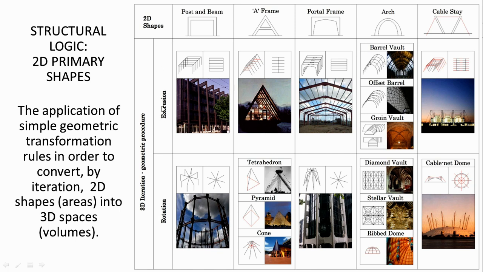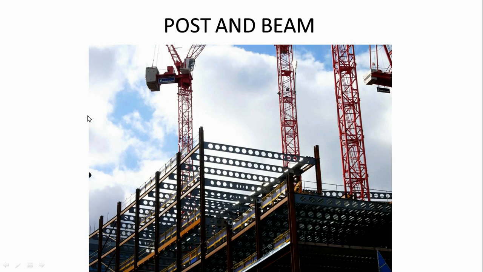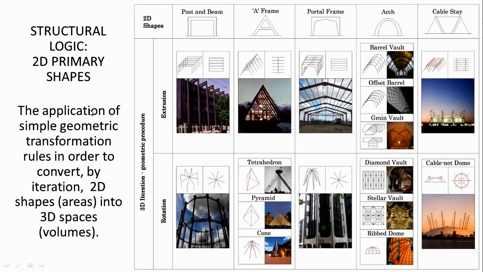So, if you extrude a goalpost, you will get a very simple post and beam structure, such as this. If you rotate the goalpost, you will get another fairly simple post and beam structure. If you extrude the A-frame, you begin to develop volumes. If you rotate the A-frame, you actually develop some really quite interesting volumes, such as the tetrahedron, the pyramid, and if you keep going, you'll get to a cone, won't you?